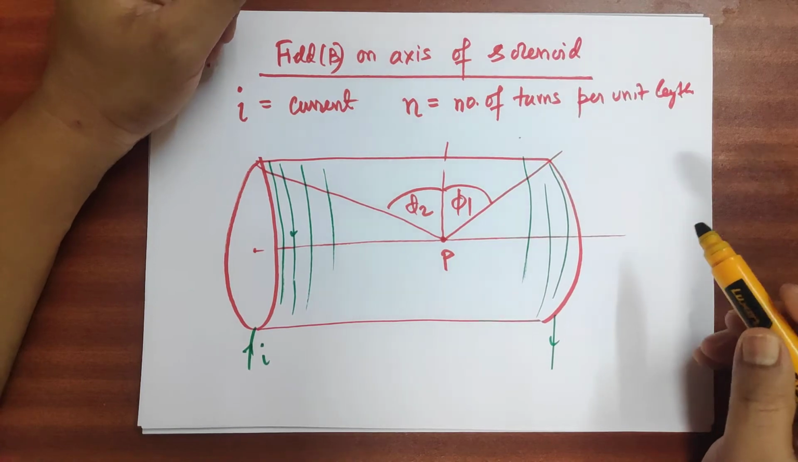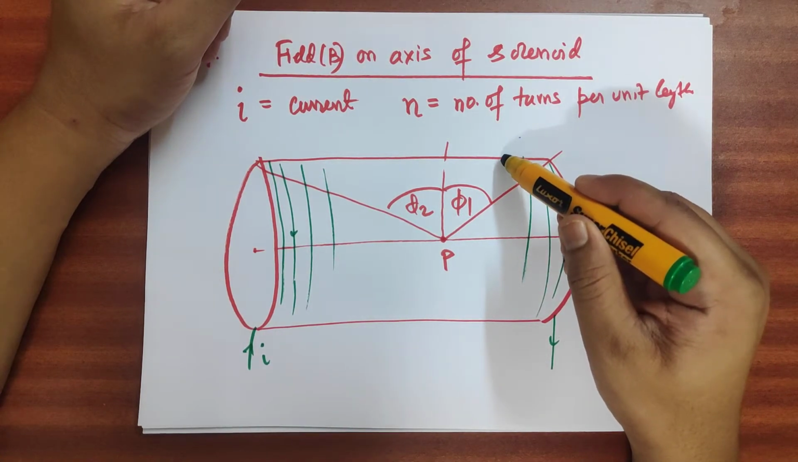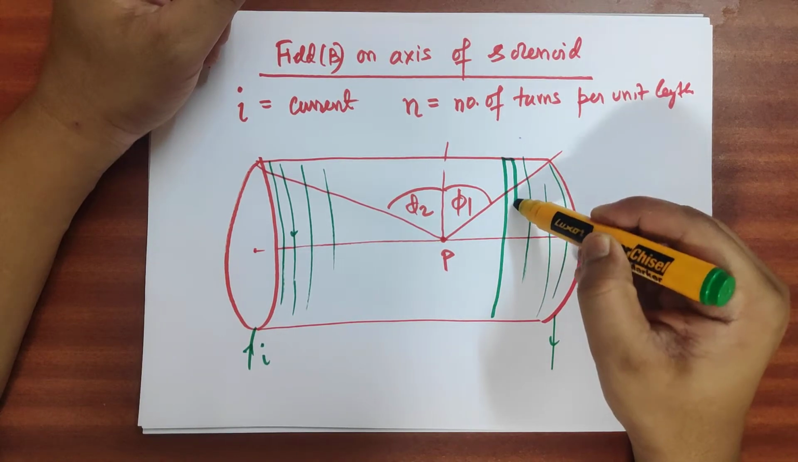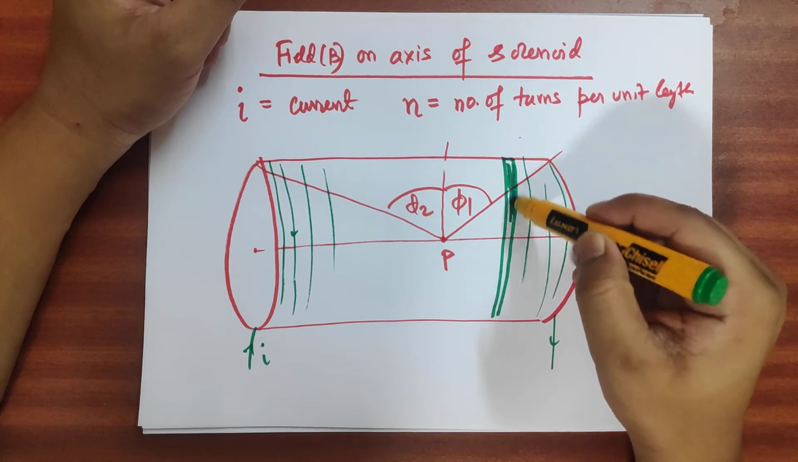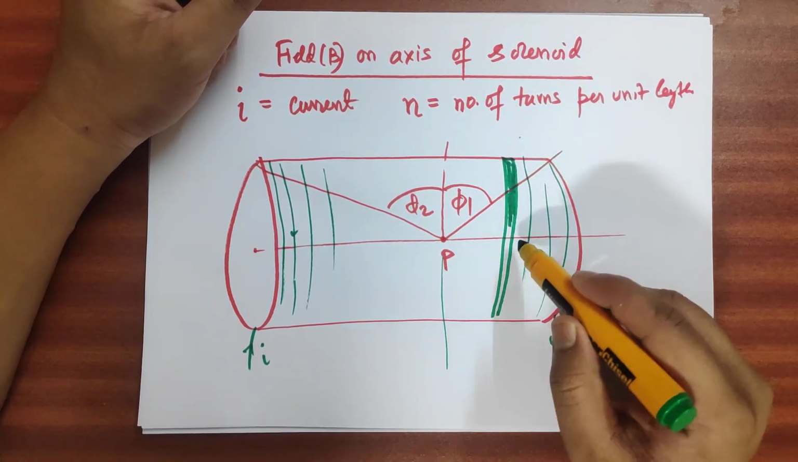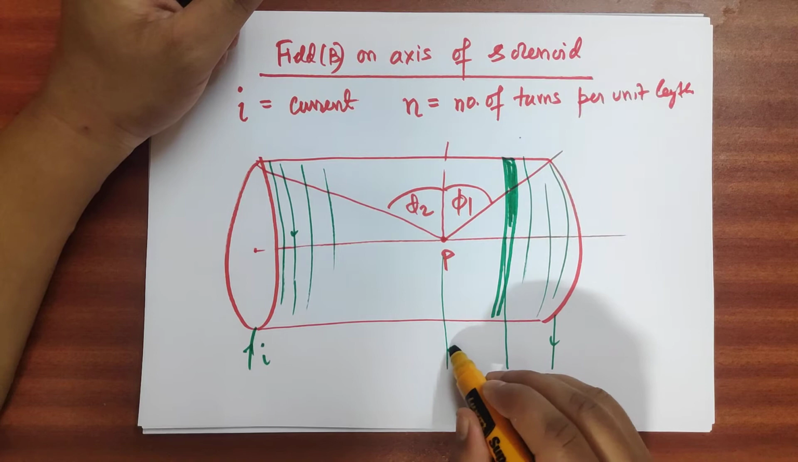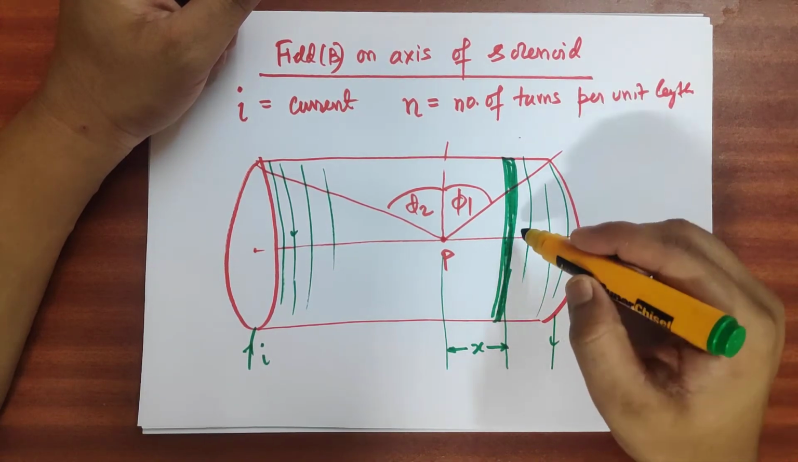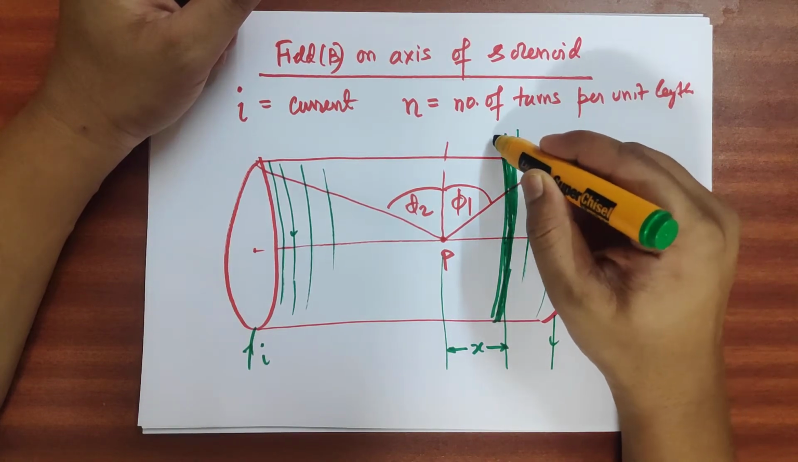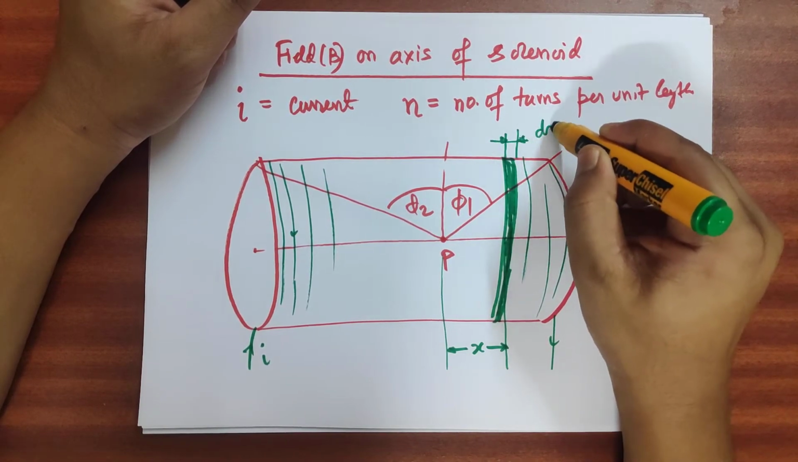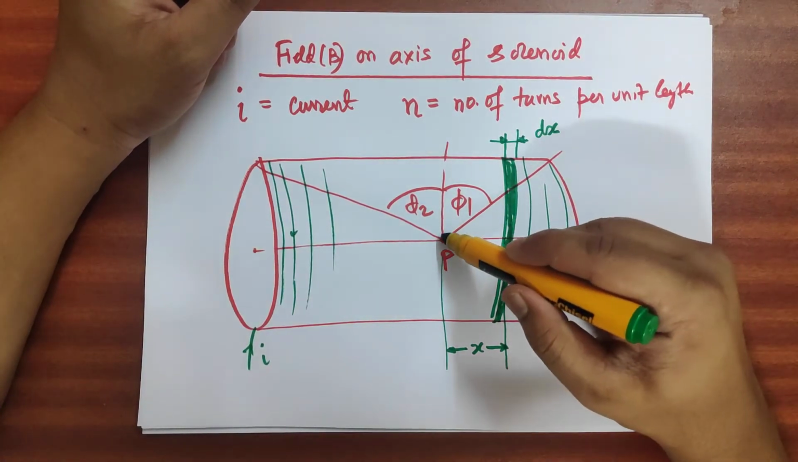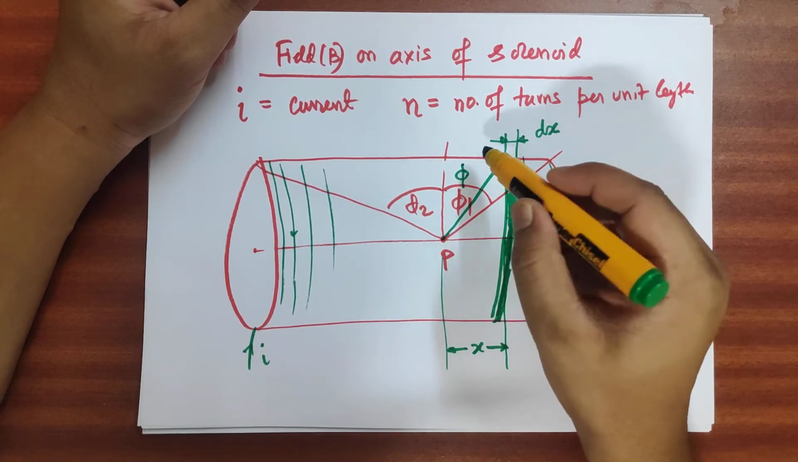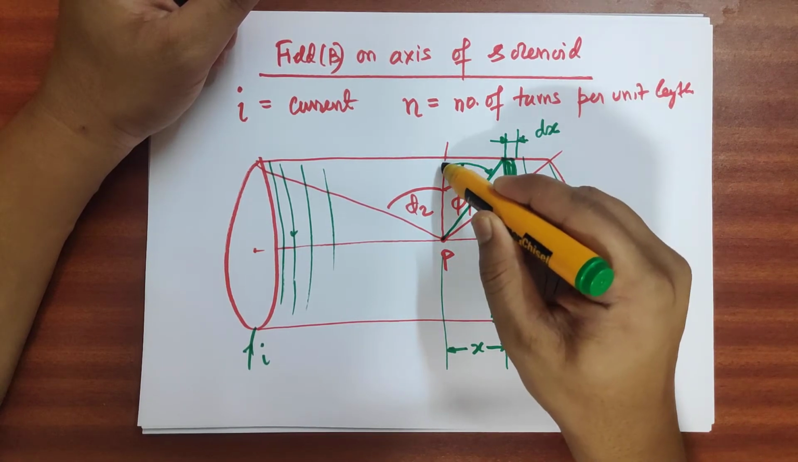So here what we will do is consider a coil here. We consider a coil like this. Now let the distance of the point P from the center of the coil be x, and as this distance is x, the thickness of the coil will be dx. Here it subtends an angle like this, phi.